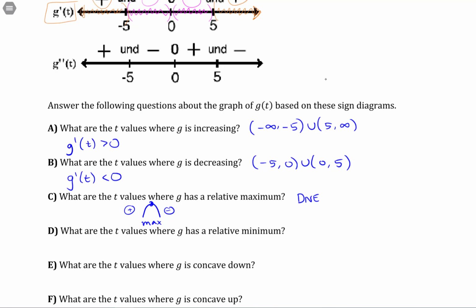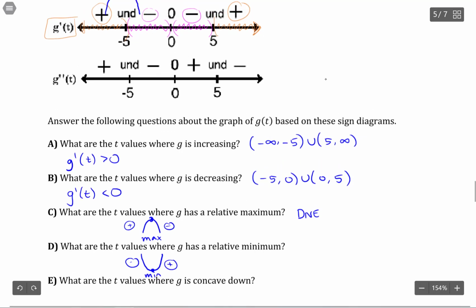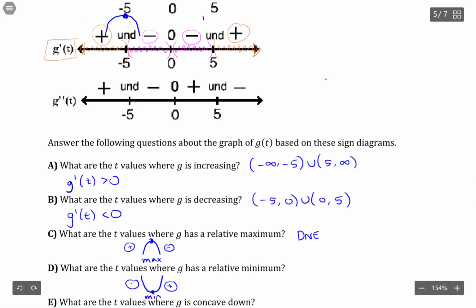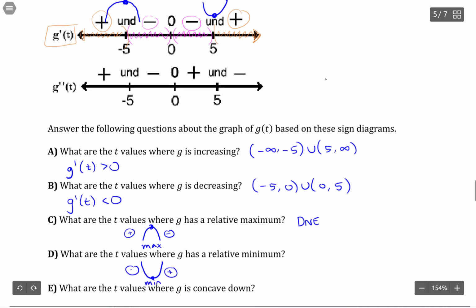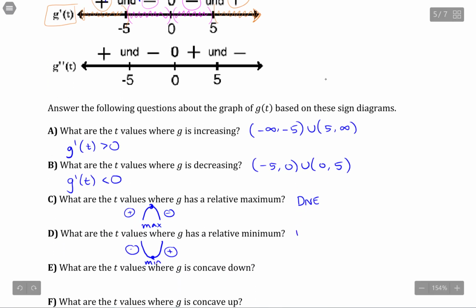Likewise, what are the t-values where g has a relative minimum? Well, a minimum occurs when you go from decreasing and then turn to increasing. So we need the first derivative to be less than 0 and then greater than 0. That happens here, but at this point, at 5, that is again undefined, so that can't be included as a minimum. So these values do not exist.